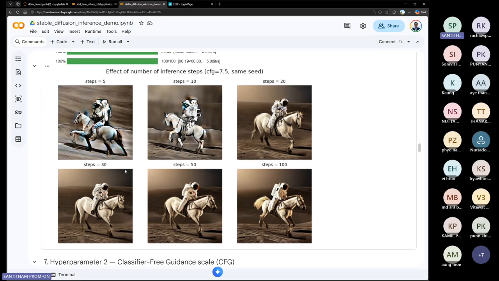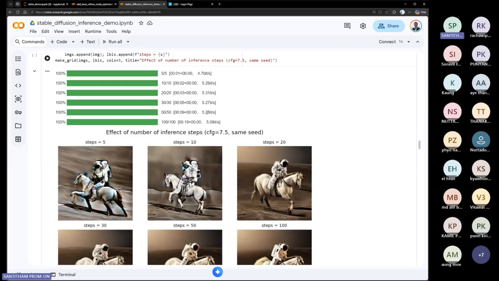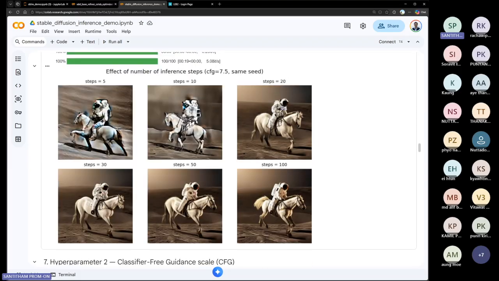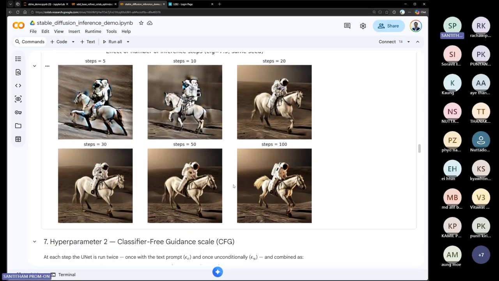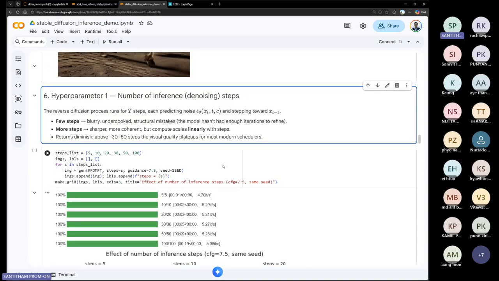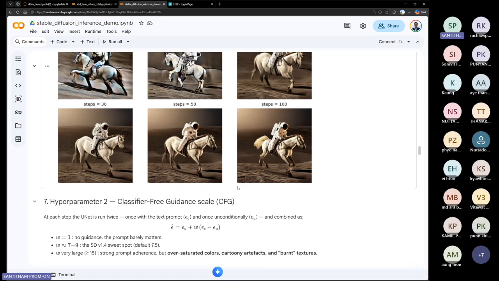You can see that in the earlier steps, obviously there are under-optimized steps. They still contain noise, quite strange. The sweet spot is around here, 30, 20, and then afterwards it starts to be not visually improved later on.